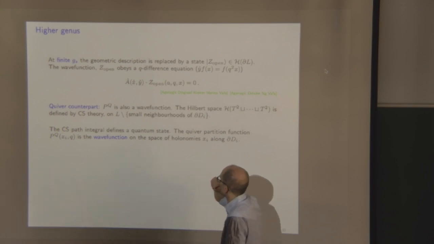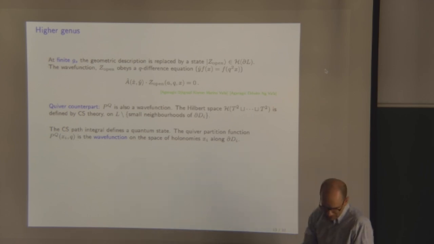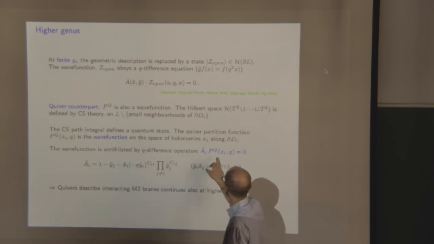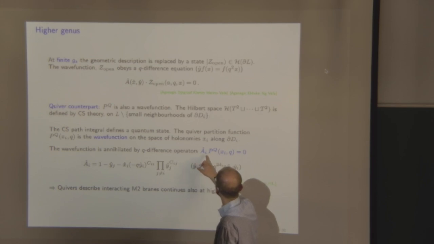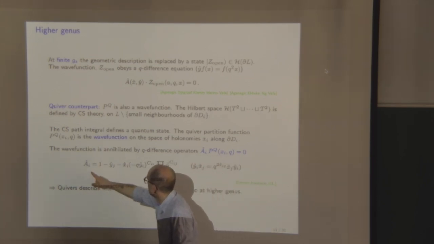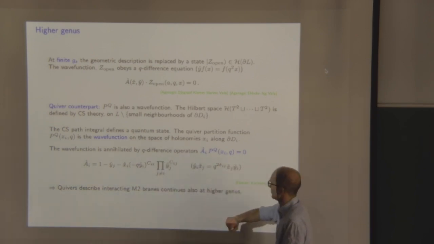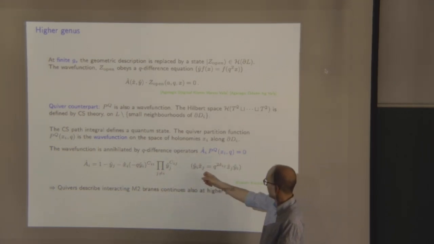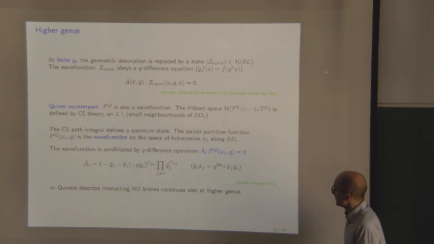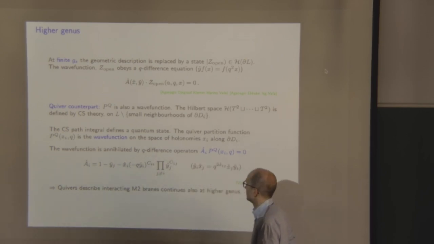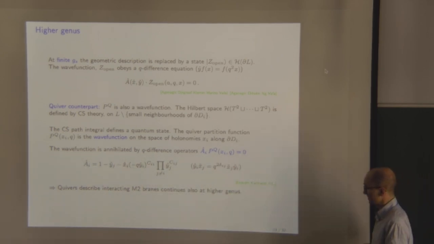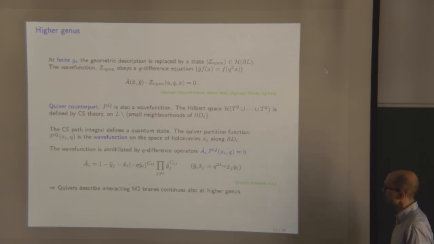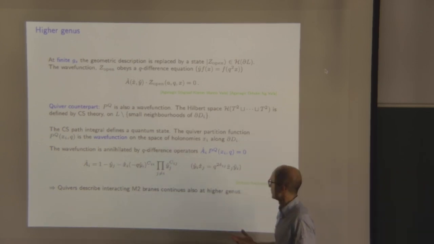So the path integral will define a quantum state, and one can show that this quantum state, or rather the wave function for the quantum state, is in fact annihilated by a quantization of the A-polynomials that I've shown you earlier, where we promote the xi and the yi to operators valued in a quantum torus algebra. And so this fact can be taken as indication that the quiver picture with finitely many basic disks with linking numbers continues to hold also at finite string coupling.